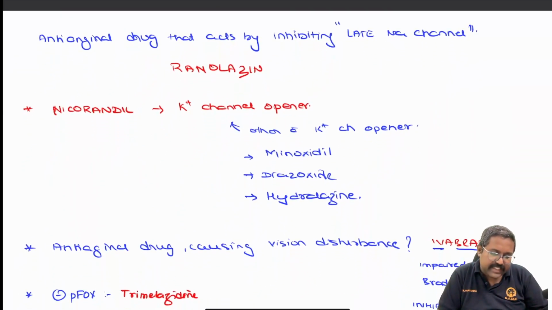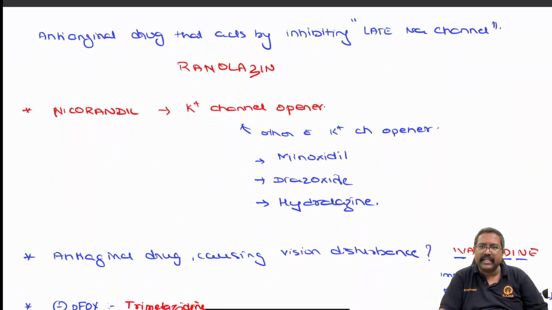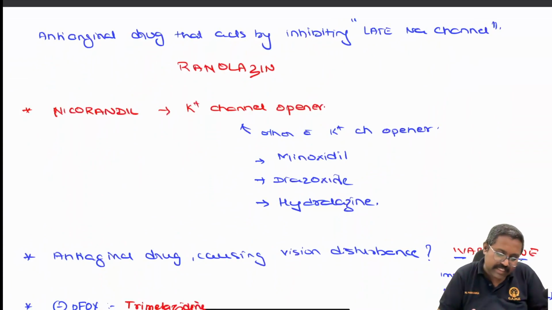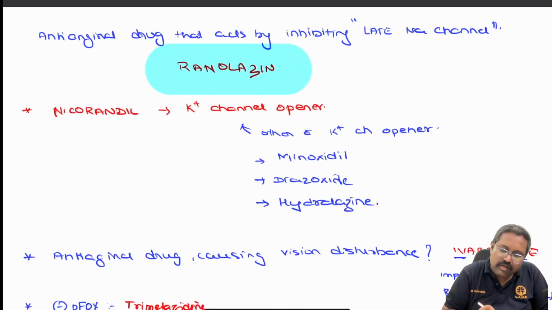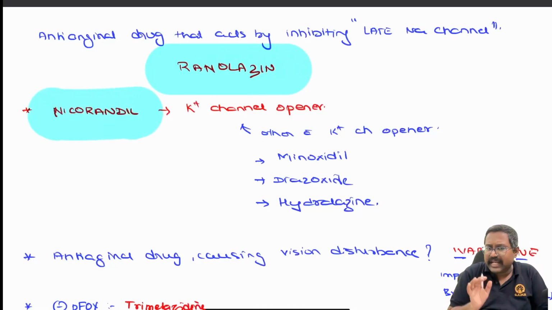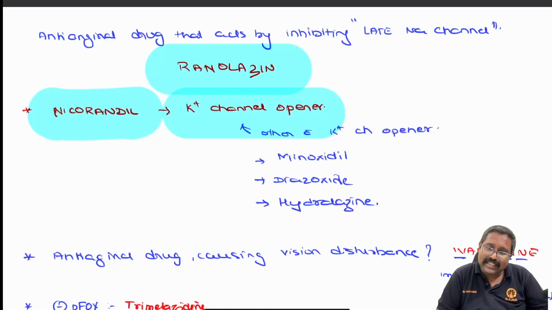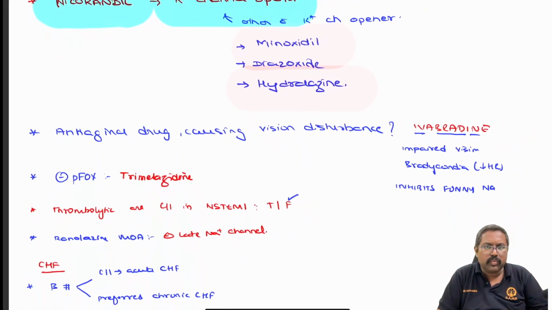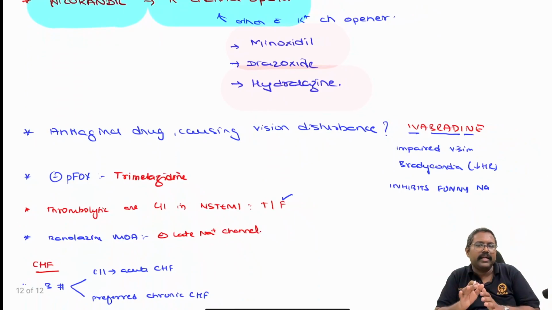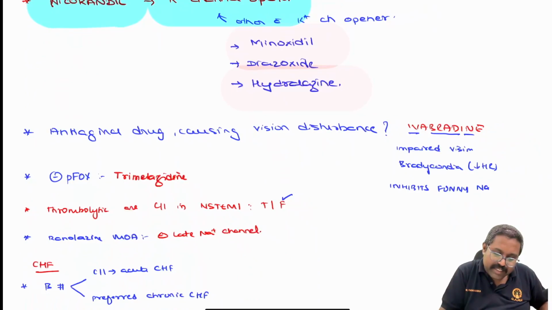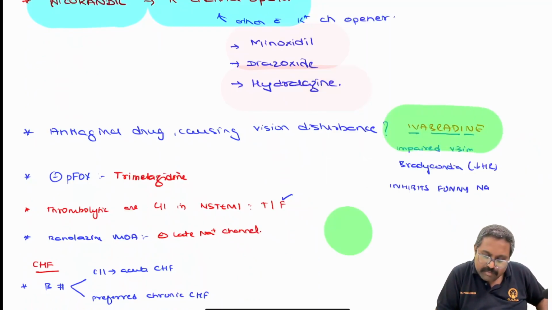Okay, next coming to the anti-anginal drug that acts by inhibiting the late sodium channel. So it is your ranolazine. So what is your nicorandil? Please remember, nicorandil is a potassium channel opener. These are some of the questions you can expect in your exams: what are the other potassium channel openers? Minoxidil is there, diazoxide is there, and hydralazine. So one of the very important anti-anginal drugs that can cause vision abnormality is your ivabradine.